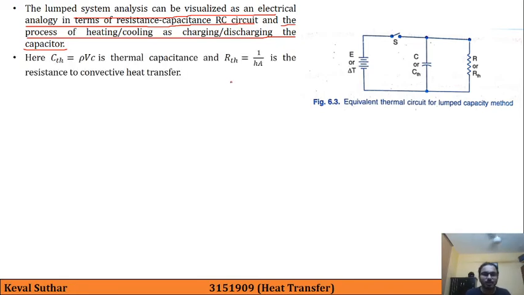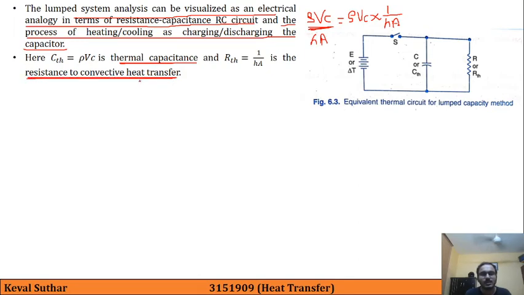So if you recall, our formula is rho V c divided by hA. Here we can separate these two terms, that is rho Vc multiplied by 1 divided by hA. So the first is thermal capacitance and the second is the resistance to convective heat transfer.